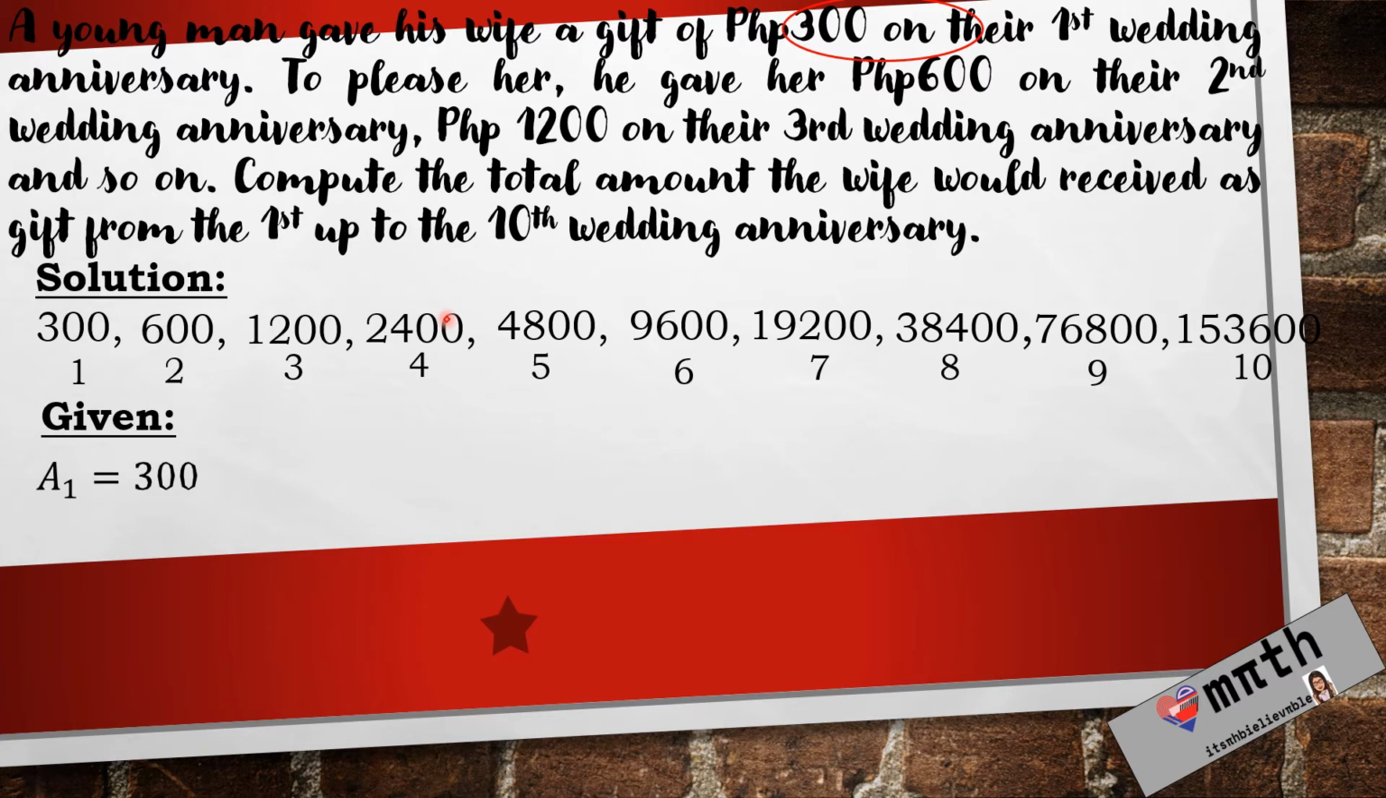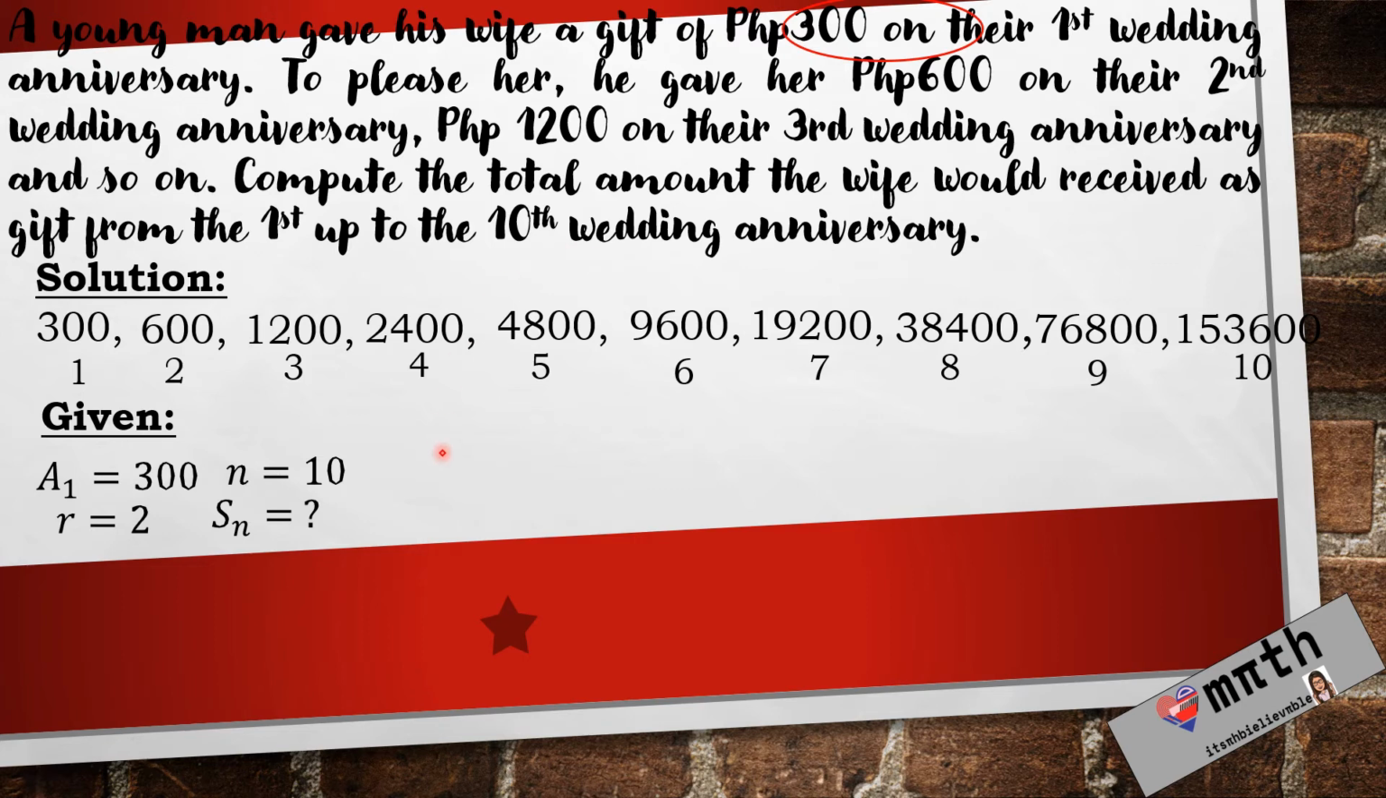Okay, so again, let us find the given. A sub 1 is equal to 300. R is equal to 2. N would be equal to 10. And S sub n would be the missing value. R would be equal to 2 since we have been doubling the amount from the previous year, or we simply multiply by 2, which is our common ratio. And n would be 10 since we're looking up to the 10th wedding anniversary.